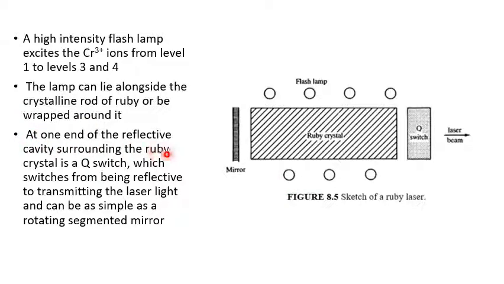At one end of the reflective cavity surrounding the ruby crystal is a Q switch. This is the Q switch, which switches from being reflective to transmitting the laser light and can be as simple as a rotating segmented mirror. When this Q switch opens, the laser beam comes out from the cavity.